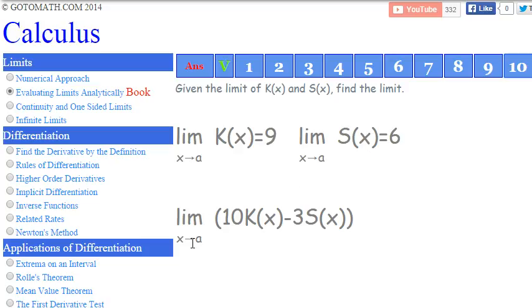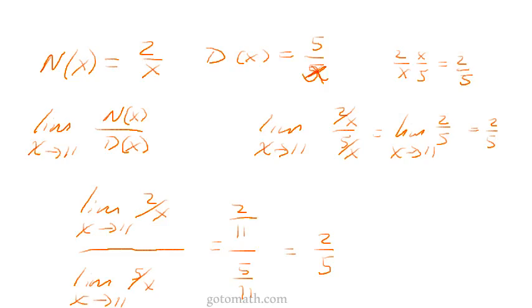And we're wanting to find the limit as x approaches a of 10 times k of x minus 3 times s of x. Excuse me. Alright, so let's go up to the whiteboard here. Of course, let's make that disappear, and write down what we got.